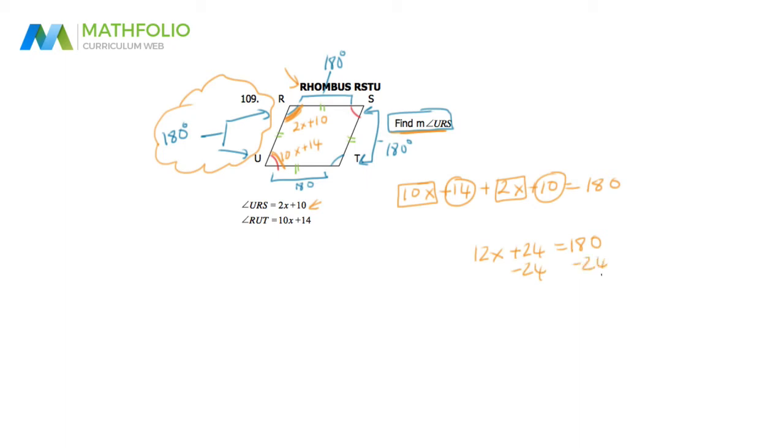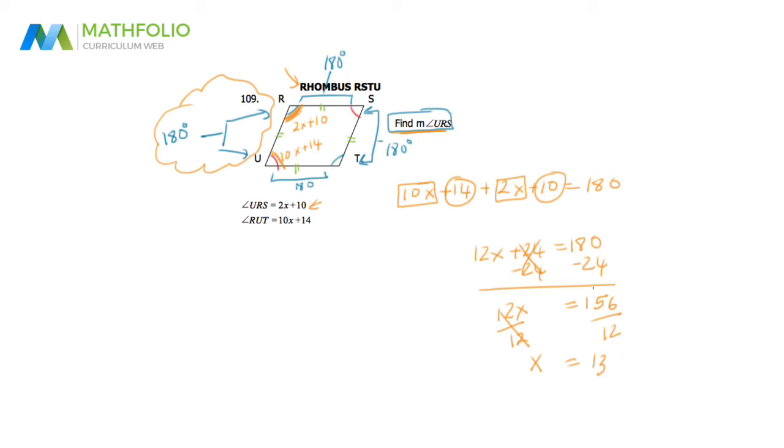Next step, I'm going to subtract 24 from both sides. It's going to disappear over here. We're left with 12x equals 156. So now when we divide both sides by 12, I've got x equals, now I know 12 goes into 144 12 times. This is one more, so that's 13. x equals 13 here.